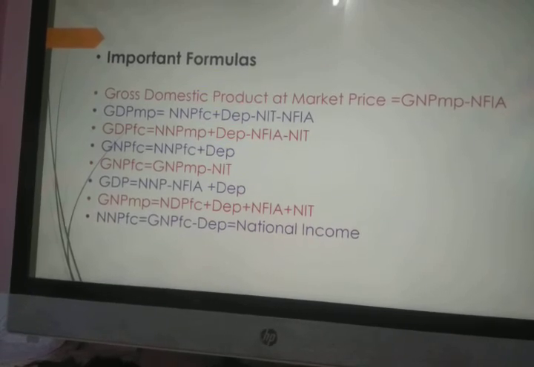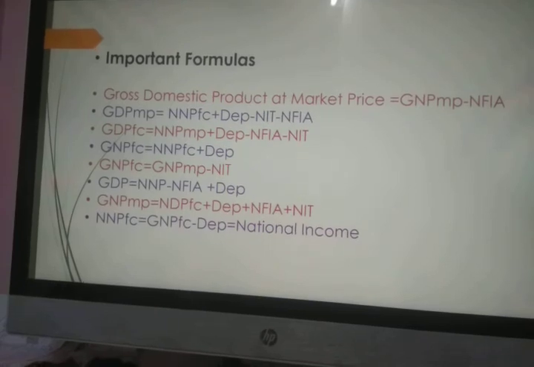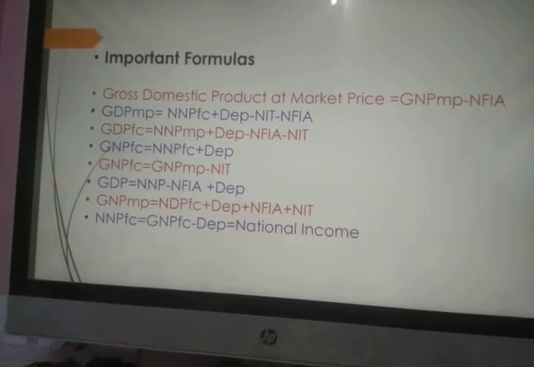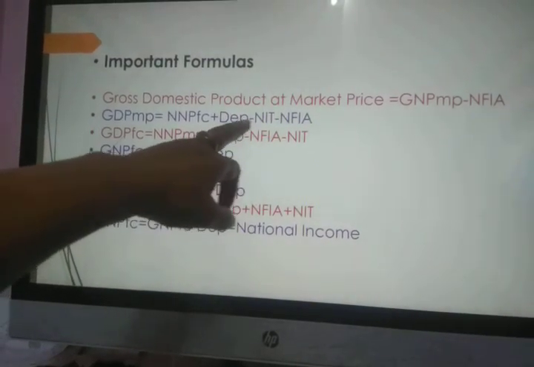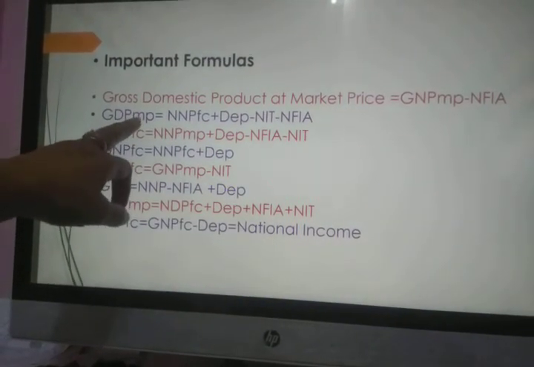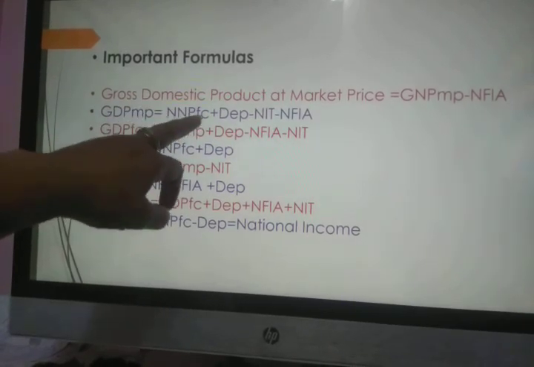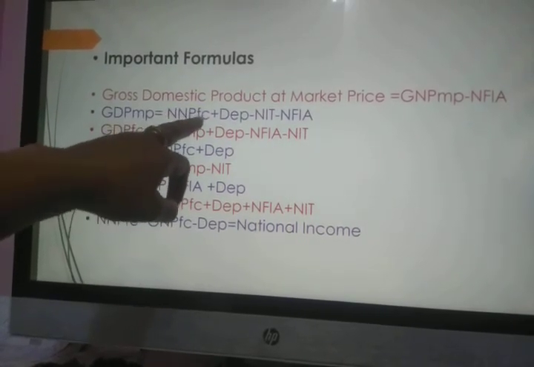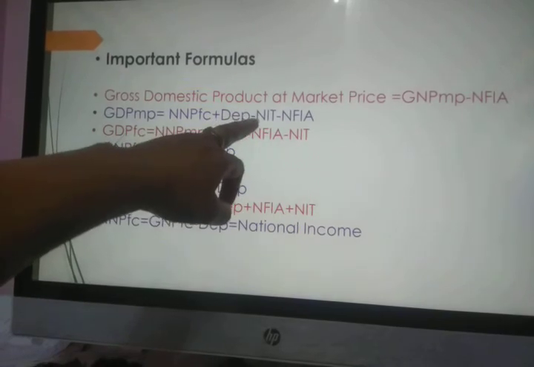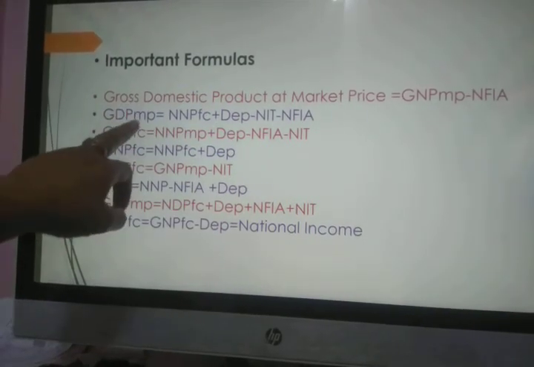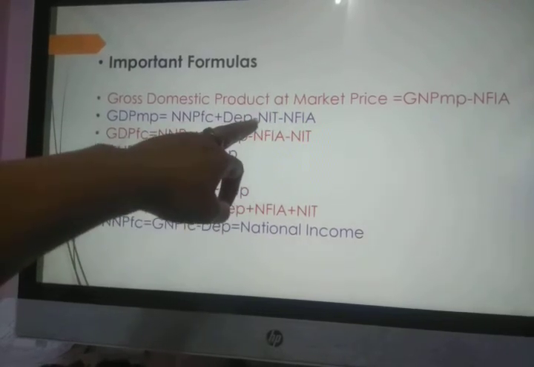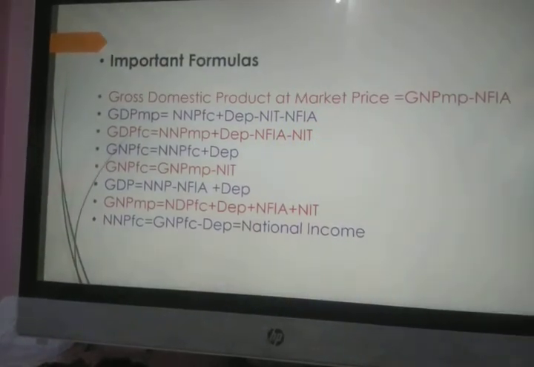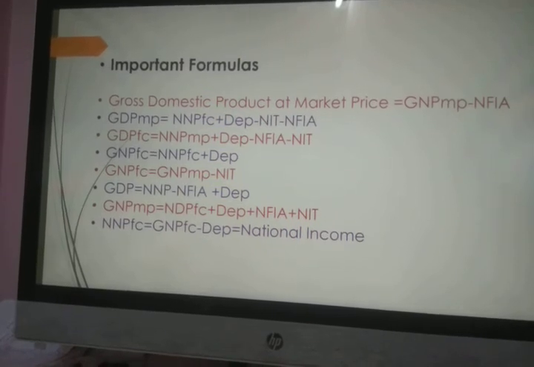You have to be very, very careful about it. And please just see the second one. You need to rectify it. Again, I'm repeating that this NIT here, you have to understand that from MP you are deducting NIT, but in the case of FC we have to add NIT, and that is how we reach MP. So please make this correction in your notebook and try to understand the concept.